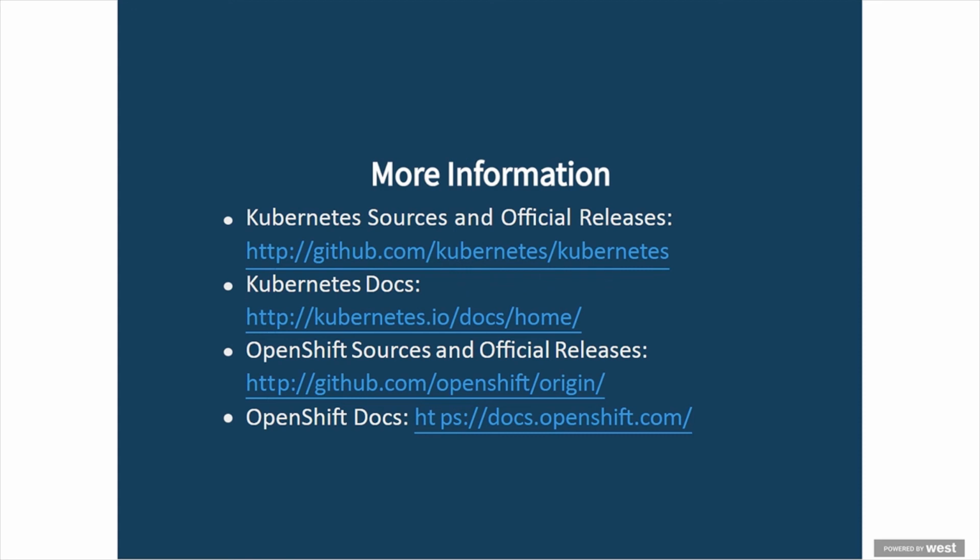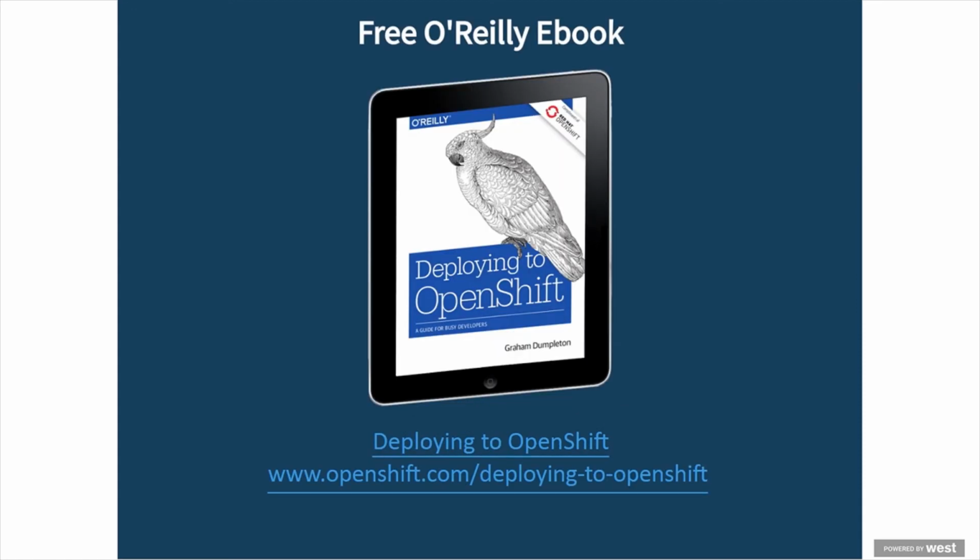For more information on Kubernetes, you can check the official Kubernetes/Kubernetes repo on GitHub. This is where all the Kubernetes sources and official releases are maintained. Kubernetes docs are available at kubernetes.io/docs. You can also find official sources and releases for OpenShift at github.com/OpenShift/origin. OpenShift docs are available at https://docs.openshift.com.